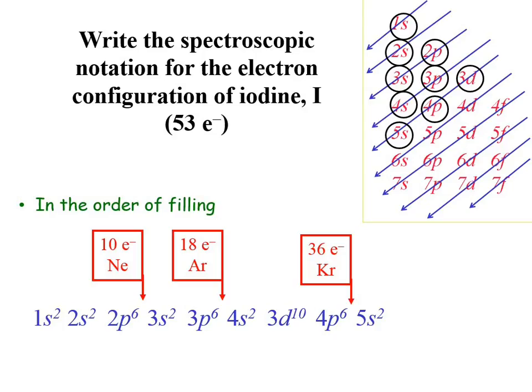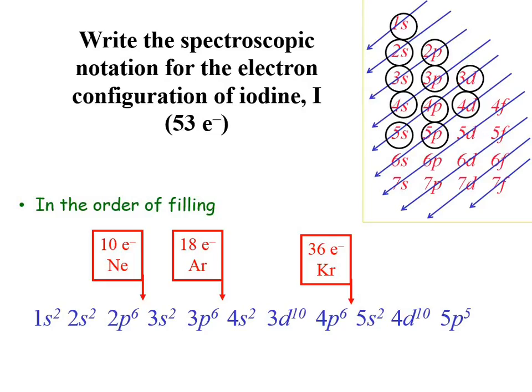Looks like we definitely still have room for 10 more, so we're going to go 4d10. Definitely have room for 36, 38, 48. Oh, nope, don't have room for 6, do we? Nope. Okay, good. So the next on the stop is a P subshell, 5p, but we don't need 6, we only need 5. So it's 5p5.